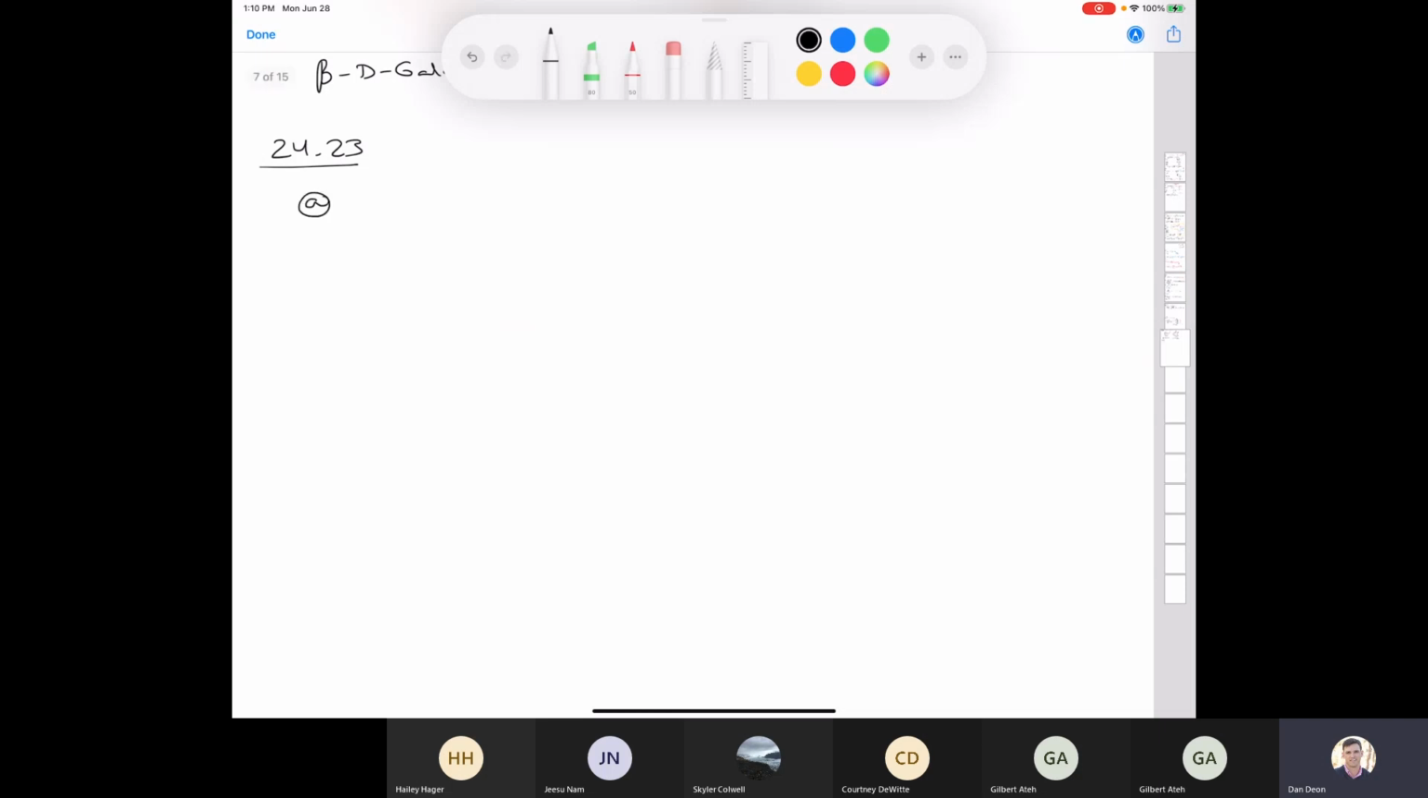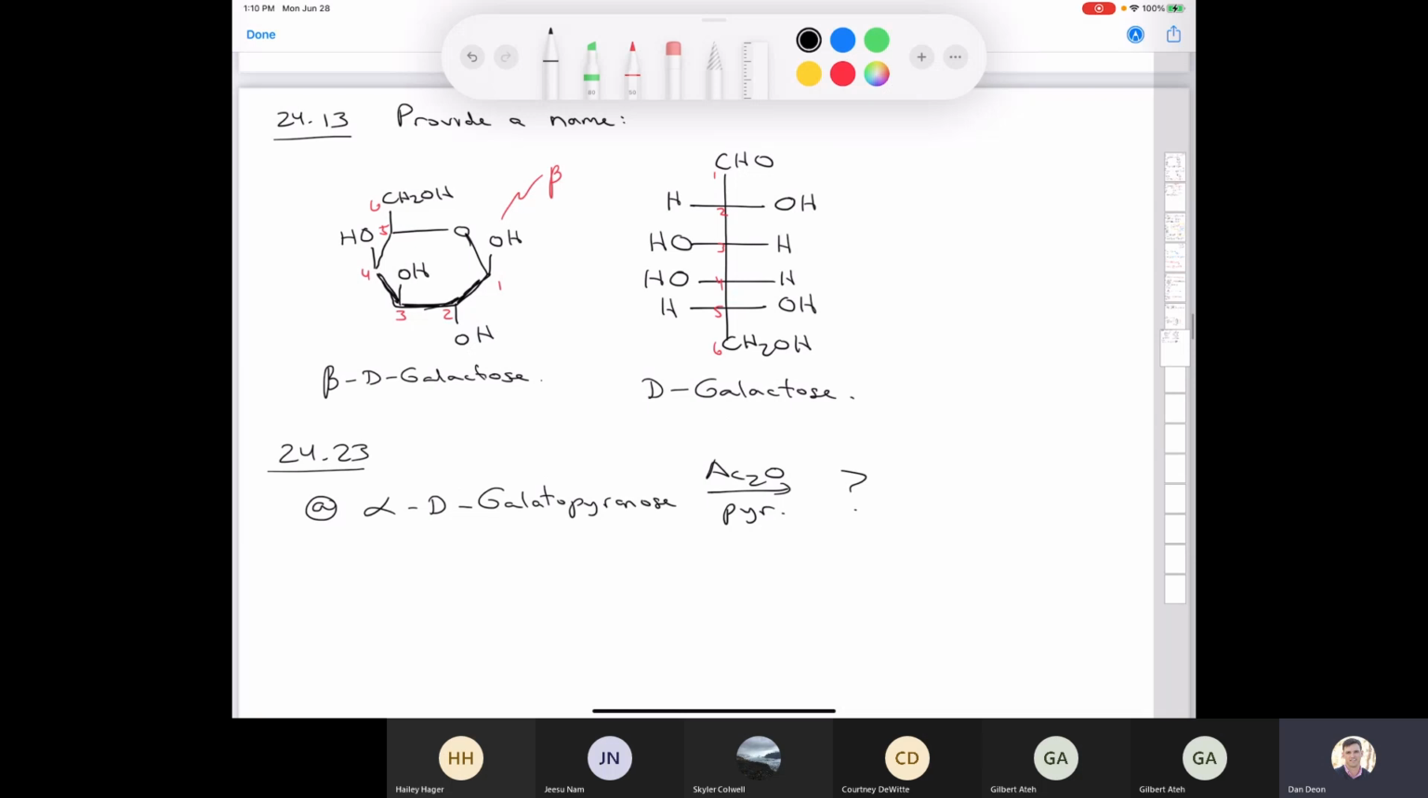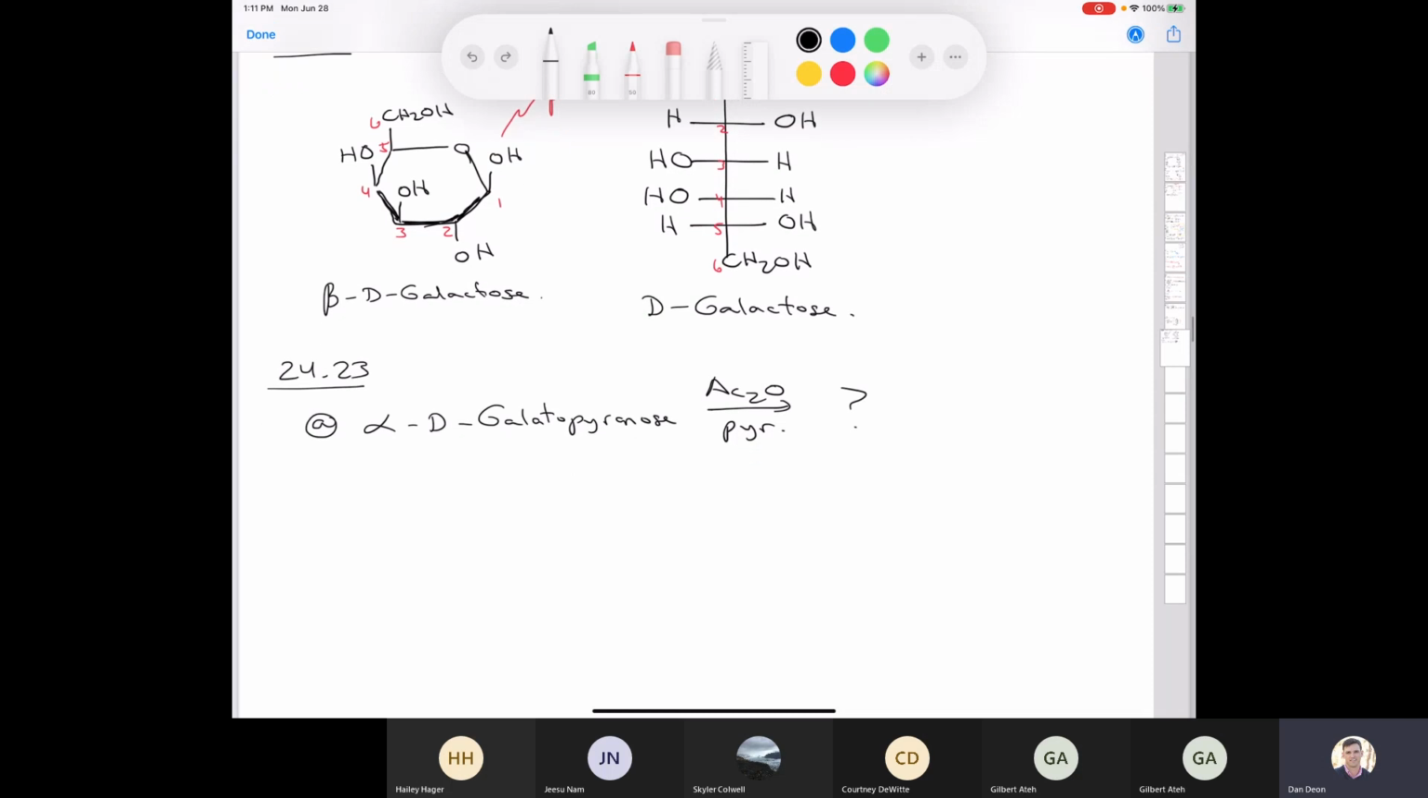So in A, we have alpha D galactopyranose, and we're treating this with acetic anhydride in the presence of pyridine, and we want to draw the product. Well, the first thing we need to do is draw alpha D galactopyranose. And if we go back to this problem, we see that we have beta D galactose, and this is a pyranose because we have the 6-membered ring with the oxygen in it. And so we can kind of borrow some of that information.